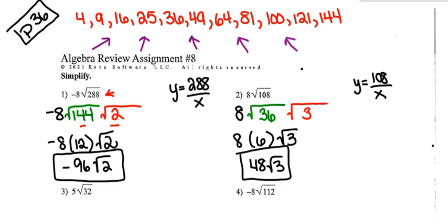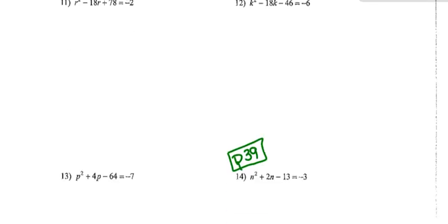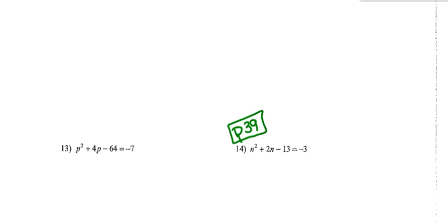At this point, I'm going to go ahead and scoot ahead to page 39. I want you to come right along with me. On page 39, I'm going to jump down to question number 14. We totally bypassed the directions. The directions said solve by completing the square.